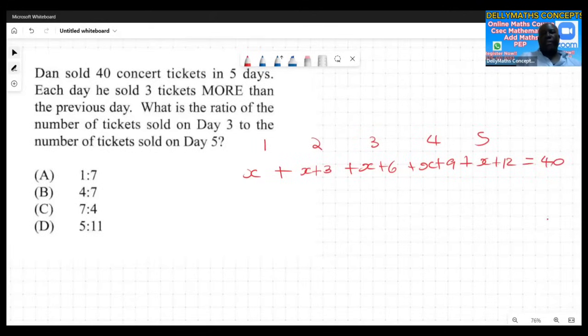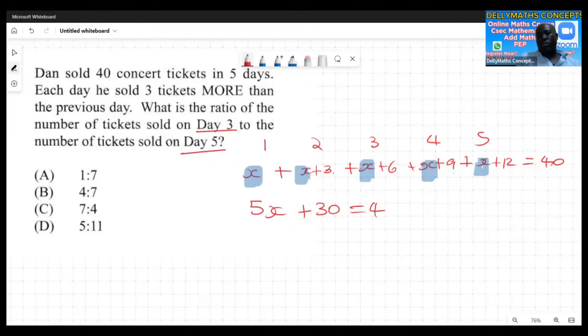So if I'm going to find the ratio between day 3 and day 5, I need to know the value for day 3 and the value for day 5, which means I intend to find the value of x. So let us put this all together: x and x and x and x and x. I would have a total of 5x plus 3 plus 6, 9, and 9 is 18, plus 12 is 30. This is equal to 40. If I subtract 30 from both sides, 5x is equal to 10. Divide both sides by 5. x is equal to 2.